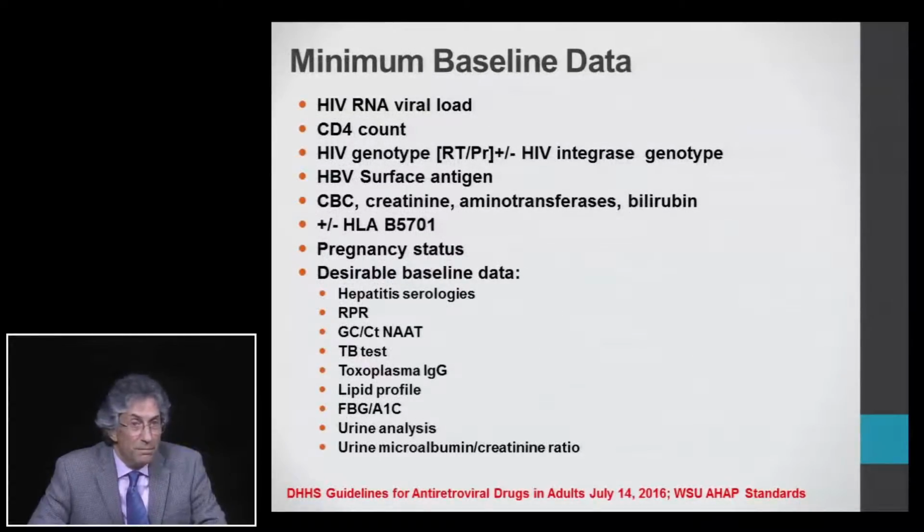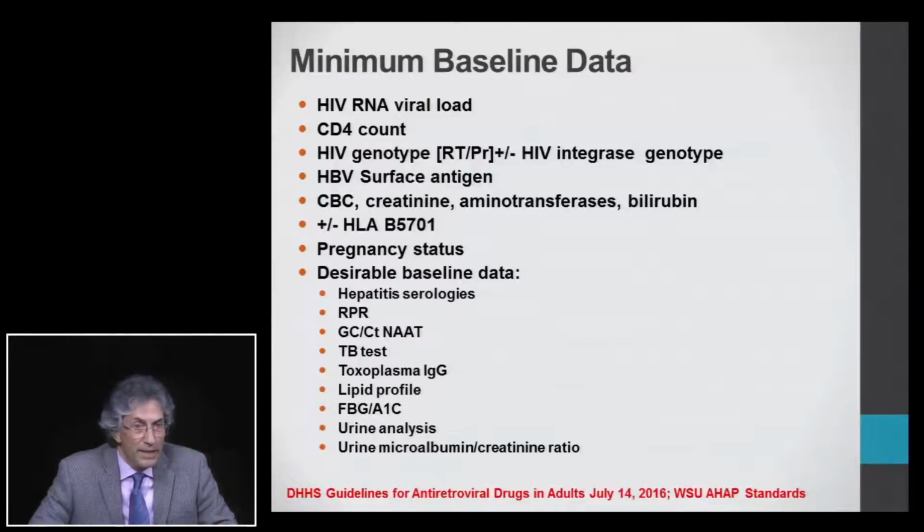This is a list of the minimum baseline data for starting medications: a viral load, a CD4 count, an HIV genotype. The standard genotype is for the reverse transcriptase and protease genes. We are often doing integrase genotypes too in someone with very recently acquired HIV, although the published standard says you don't have to do an integrase genotype yet on everybody because there's not very much transmitted integrase drug resistance nationwide so far. The state of Michigan is monitoring this closely.